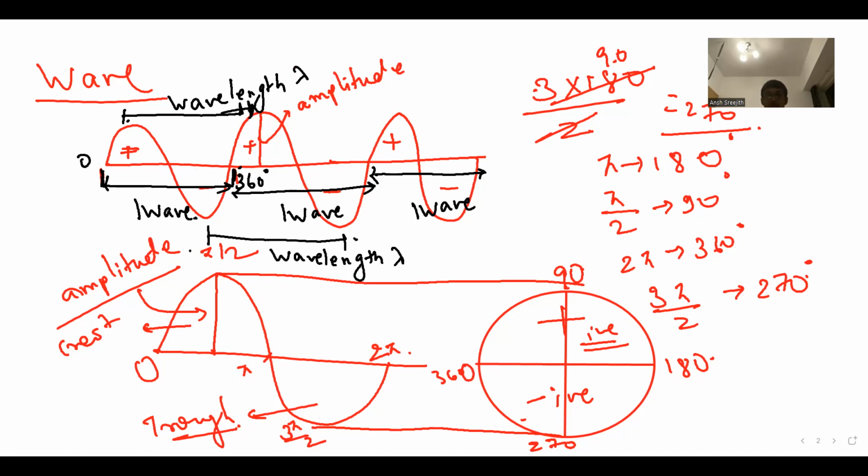Understood? What is frequency then? How many waves are being produced in 1 minute? No, in 1 second. Yes. Suppose I'm deleting this.